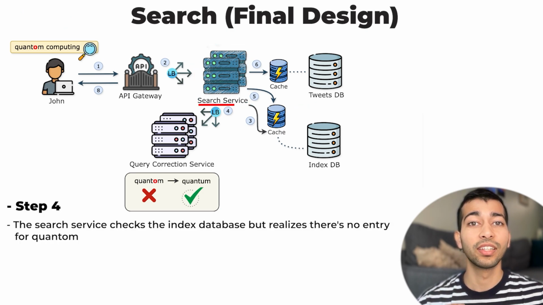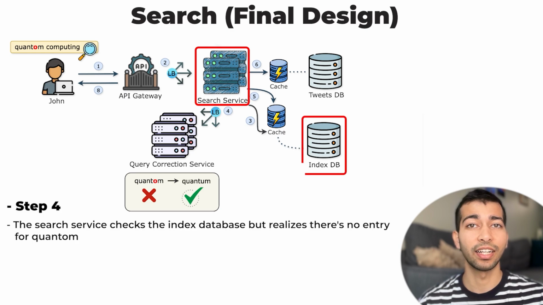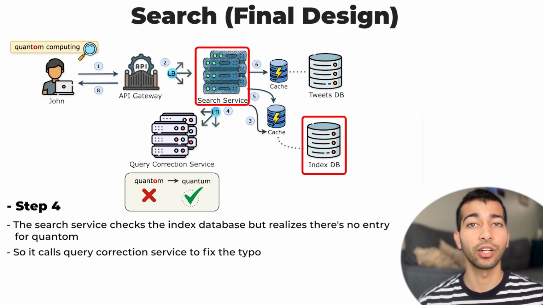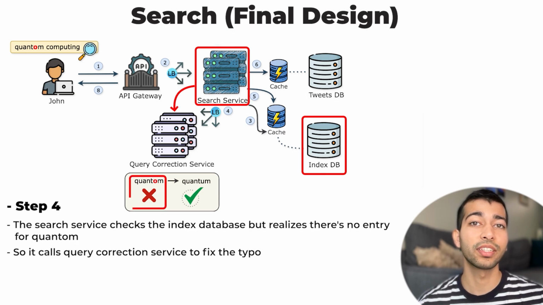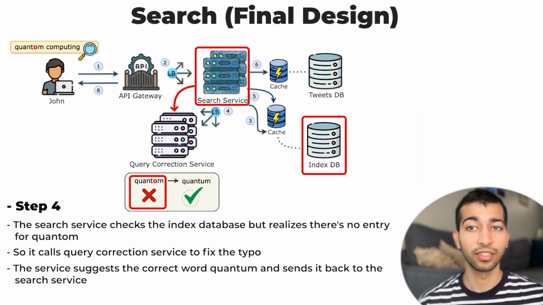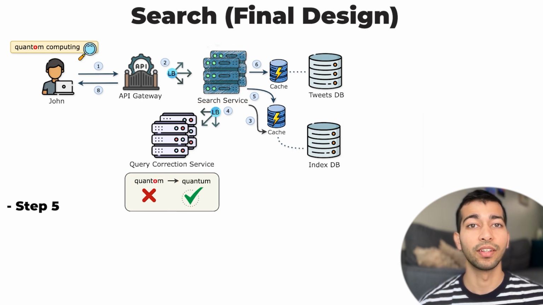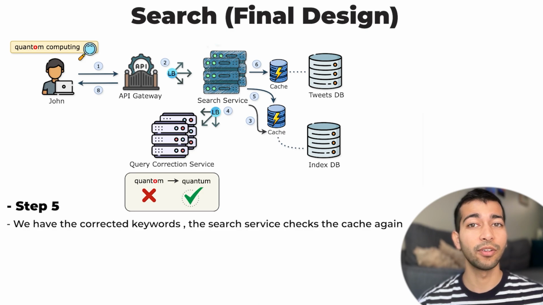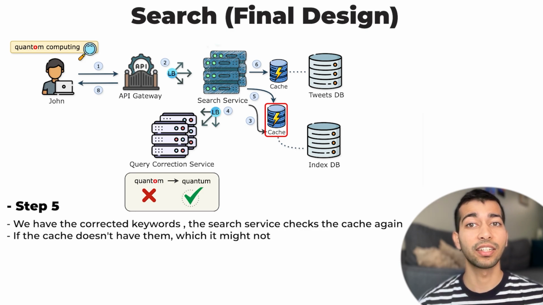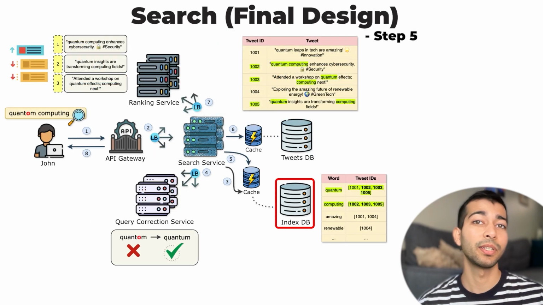Step number 4. The search service checks the index database but realizes there's no entry for the misspelled word. So it calls the query correction service to fix the typo. The service suggests the correct word quantum and sends it back to the search service. Step number 5. Now that we have the corrected keywords quantum and computing, the search service checks the cache again. If the cache doesn't have them, which it might not, the index database is searched.